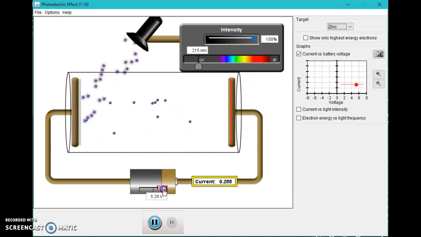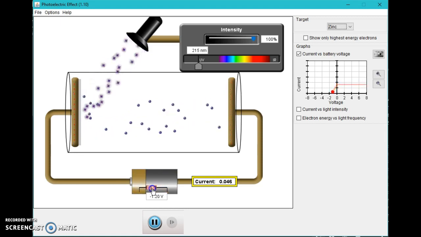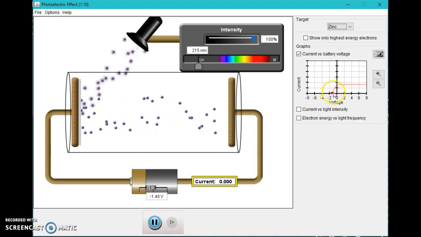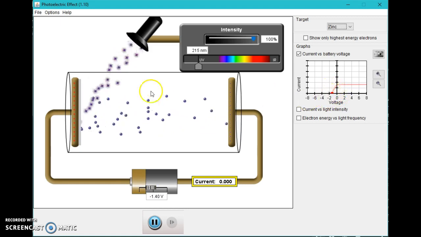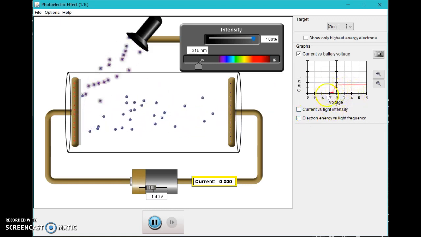Again, you can see that the current does not depend on the voltage of this battery, that the battery just shows what the work function is for that metal. So I can see that at some potential difference here, the electrons are not able to overcome this gap and no current flows. Again, this is the work function.